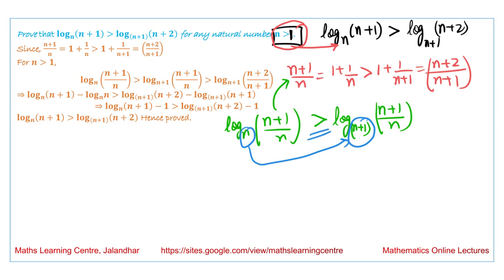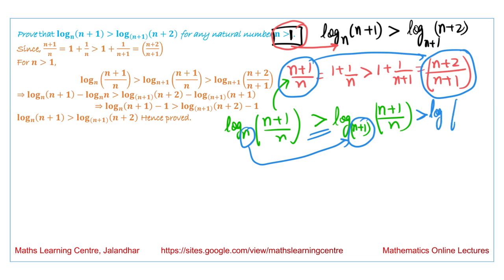Now look at this term over here. We are saying that n plus 1 over n is greater than n plus 2 over n plus 1. So we are saying that this is greater than log of n plus 2 over n plus 1, and the base we are using over here is n plus 1.